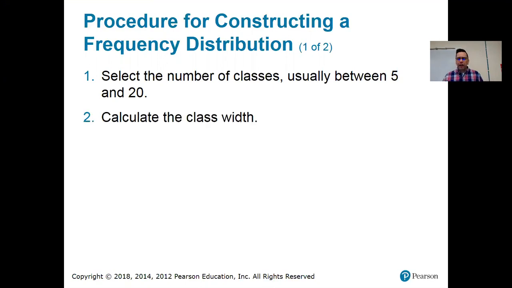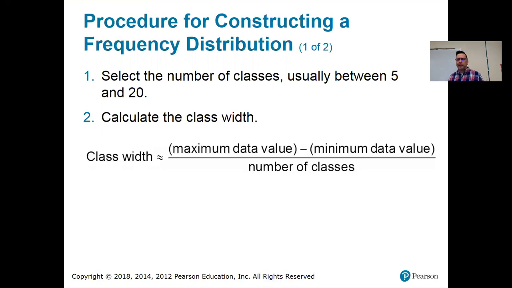All right, calculate the class width, and there is a formula for that. Once you have decided how many classes you want, your class width is going to be found by taking your maximum data value minus your minimum data value, that's called the range of the data, and then dividing by the number of classes that you want. And that will give you an approximate class width. Notice the approximately equal sign. Usually that's not going to come out to a nice whole number.